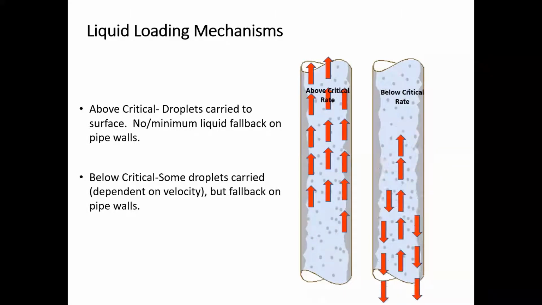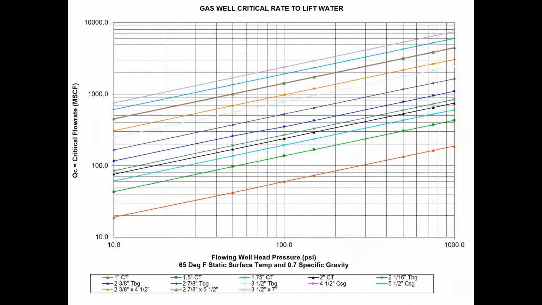So what you can see here is the liquid fallback from the chart. This chart shows critical rate to lift water from a variety of tubing and casing sizes. As the flowing wellhead tubing pressure increases, the higher the flow rate needs to be to lift fluid effectively. An example with 2 3/8 tubing, if the flowing wellhead pressure is 100 psi, the rate would need to be 350 MCF to lift fluid efficiently. If the rate is lower than 350 MCF, liquid fallback will occur and the well will start to load.